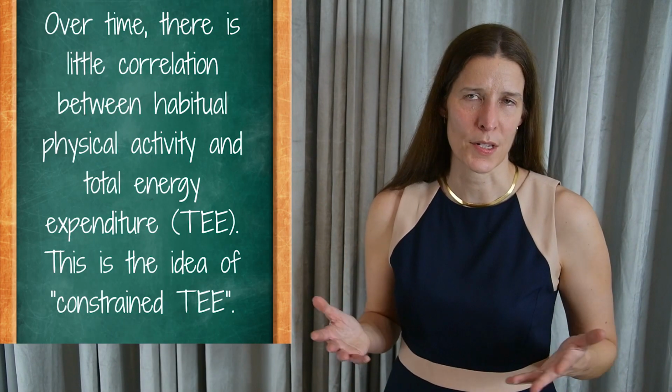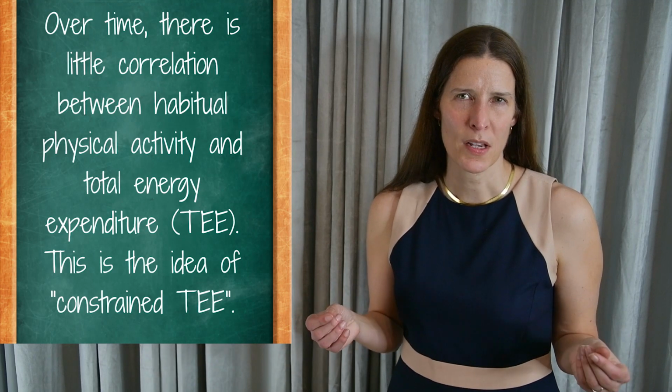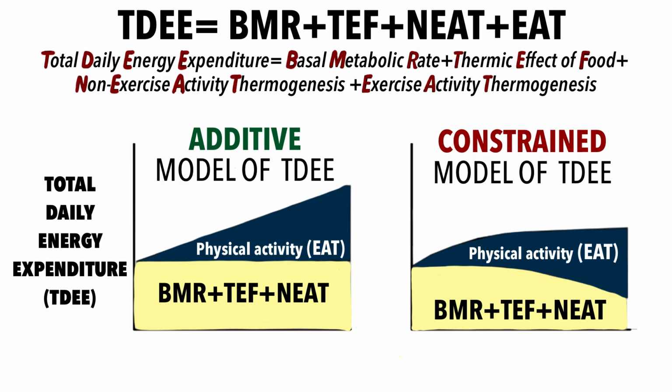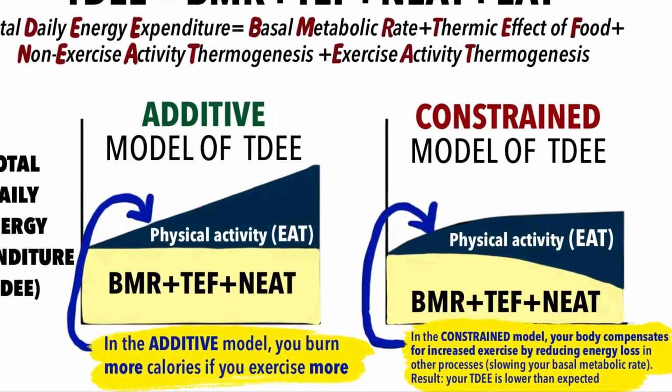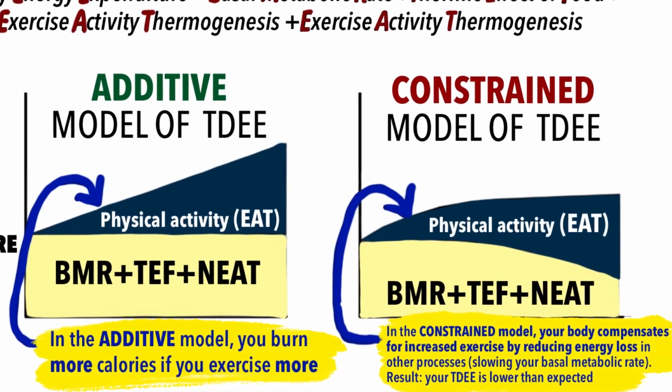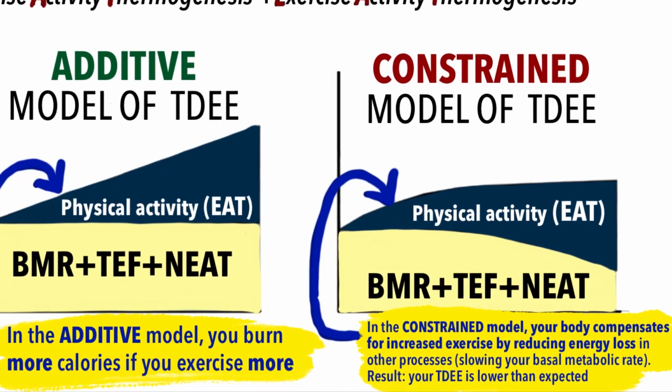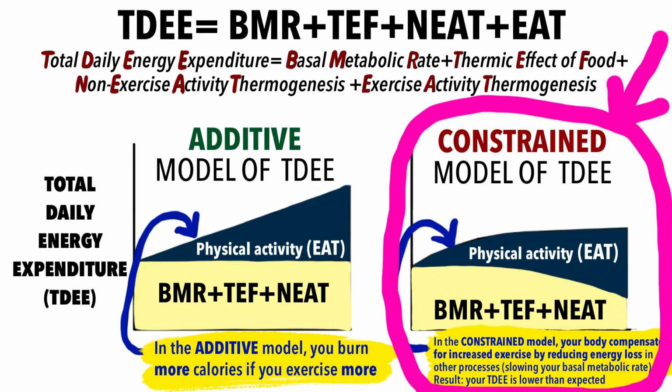Intuitively, this makes sense. Our species has evolved to burn energy within a narrowly defined range across a variety of different physical activity levels. For example, if you run for an hour, you'll usually feel hungry afterwards, causing you to eat more food to compensate for your additional physical activity.